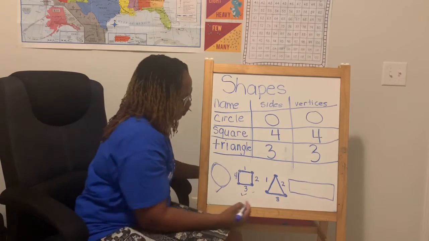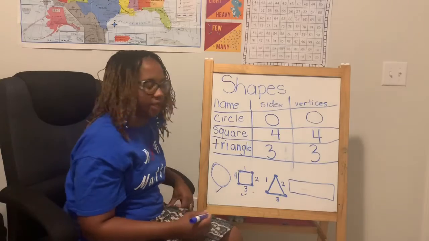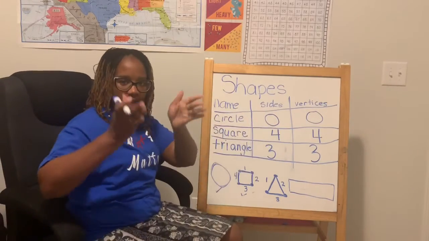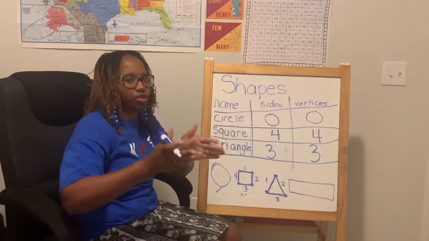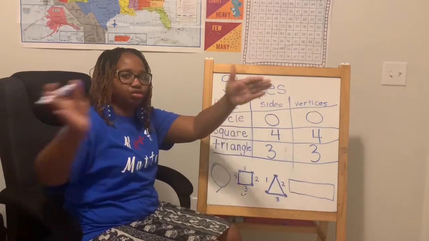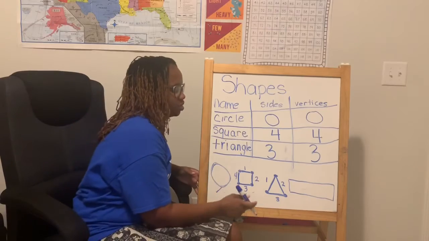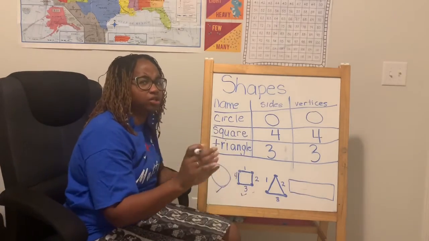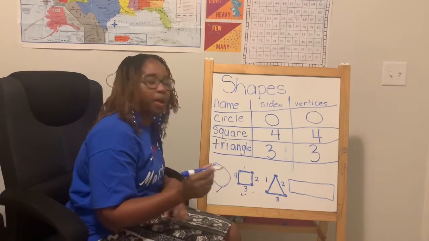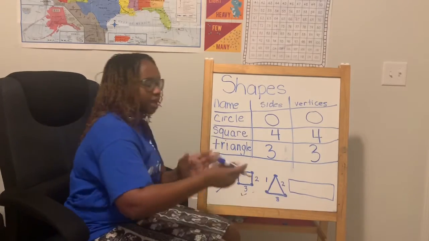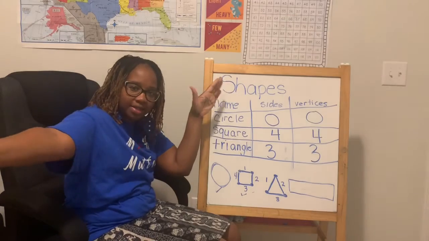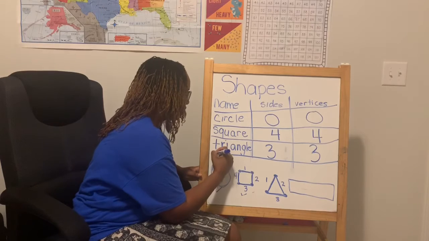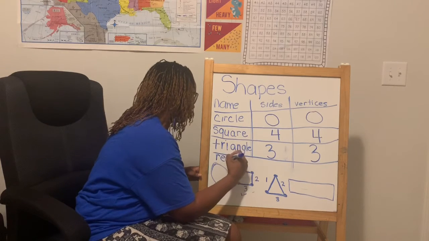Last shape is a rectangle. I used to tell my students, too long side, too short side, too long side, too short side. That's how I know the difference between a rectangle and a square, because sometimes they can be a little tricky and you can think that they're the same shape, but they are not. The rectangle usually has 2 long sides and 2 short sides. The name of that shape is rectangle.